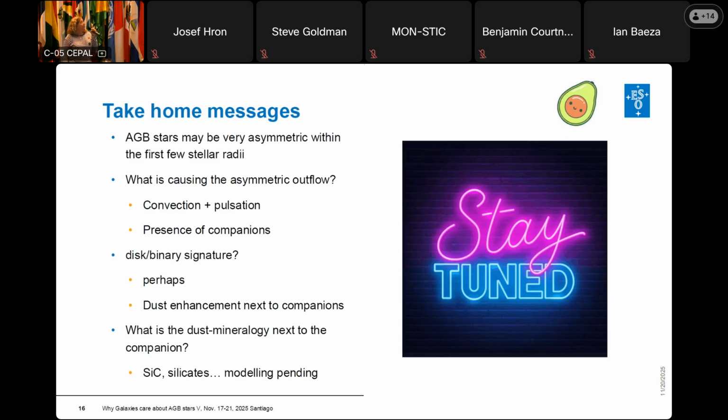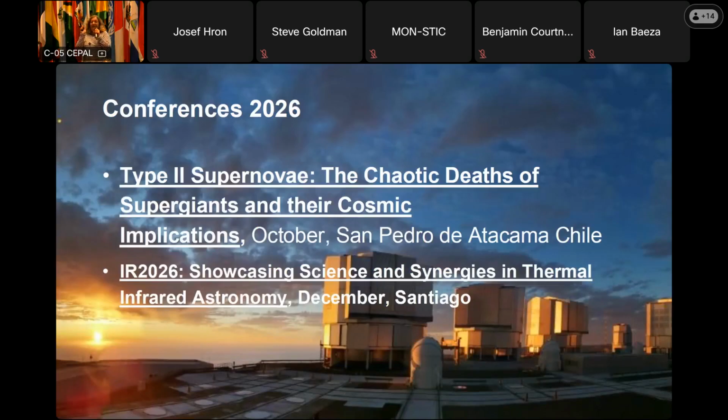Dust enhancement is observed next to the companion, so it's not only with the ALMA. We see consistently that also with the VLTI. The next thing we are after is the dust mineralogy next to the companion, because we see SiC overabundance and silicates, so we will look into the modeling.